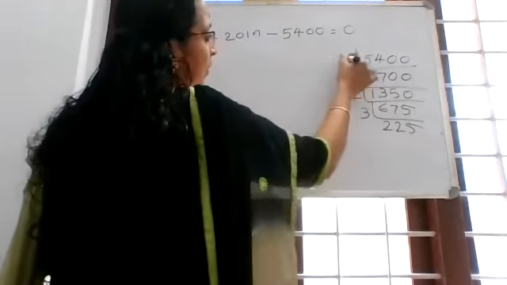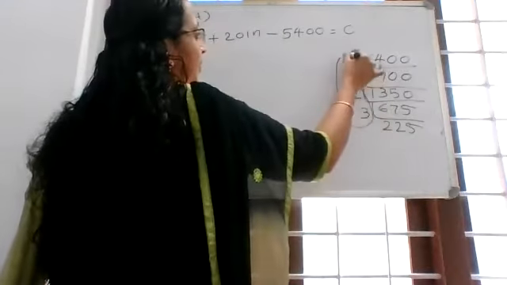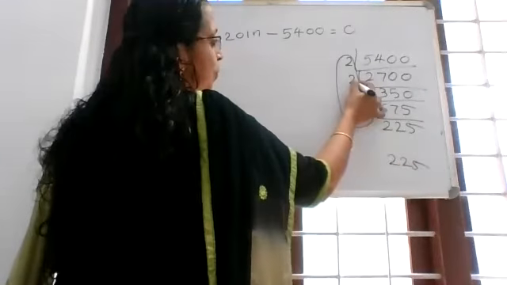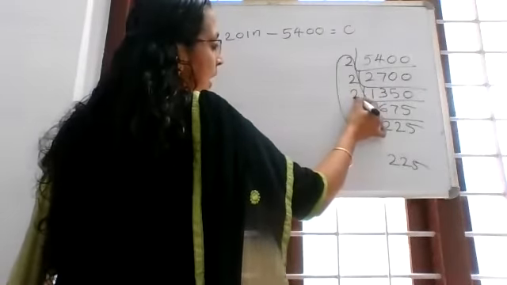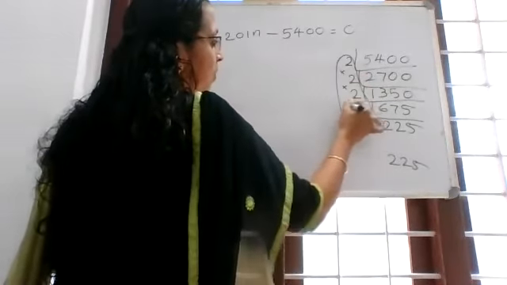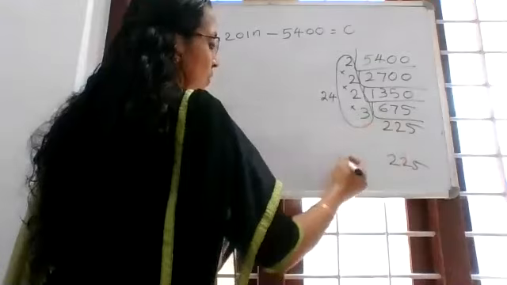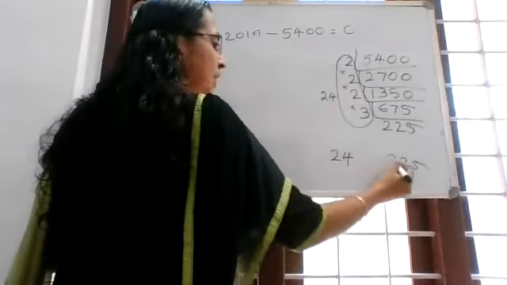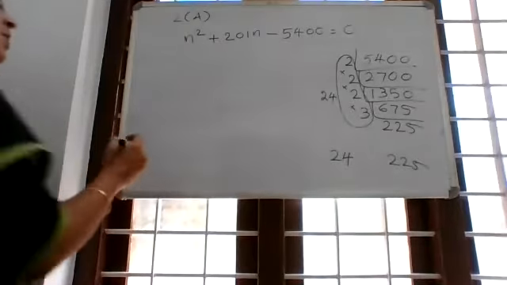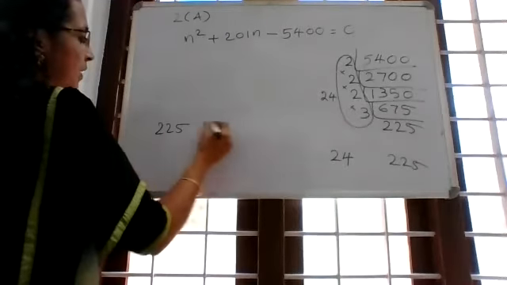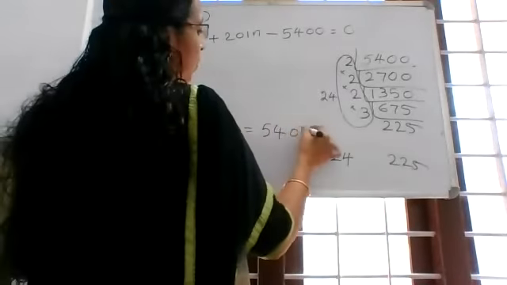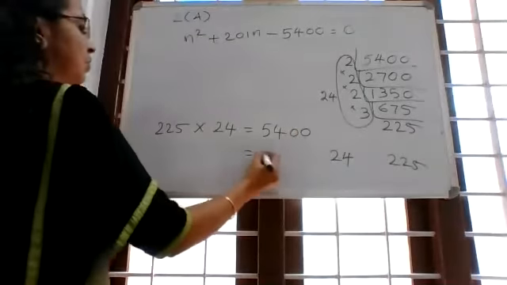Look here, 201 and 225. So which are the values? Multiply these. 2 into 2 is 4, 4 into 2 is 8, 8 into 3 is 24. So the two numbers are 24 and 225. Which one do we take, positive or negative? 225 and 24, if we multiply, we will get 5400.